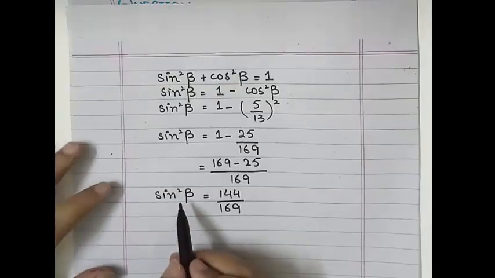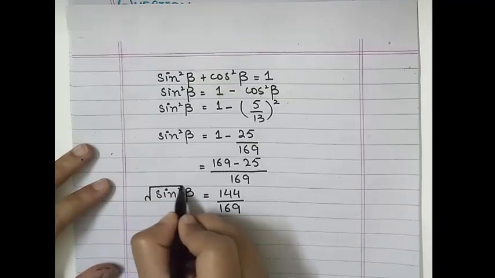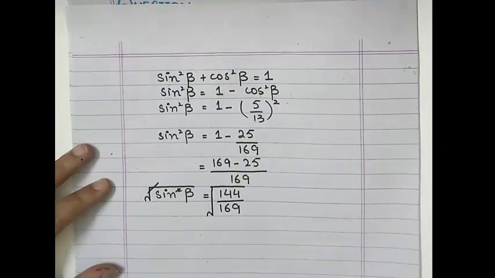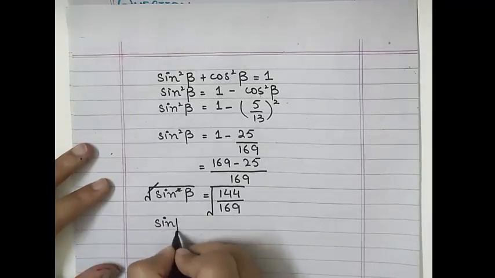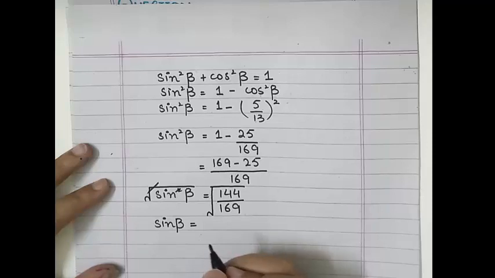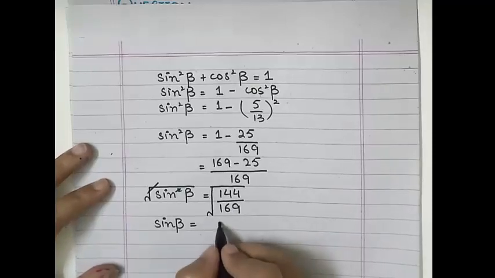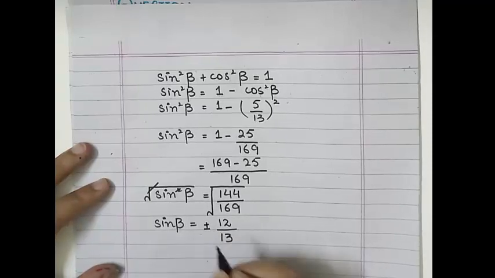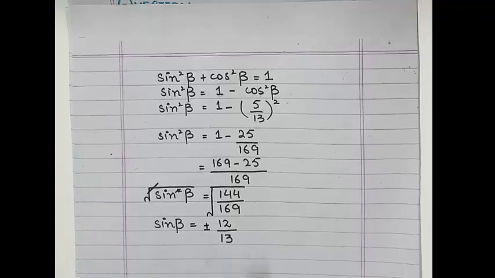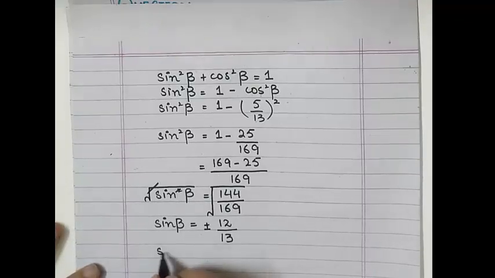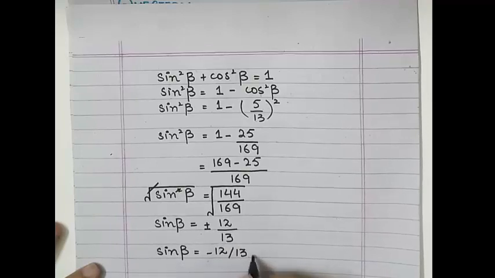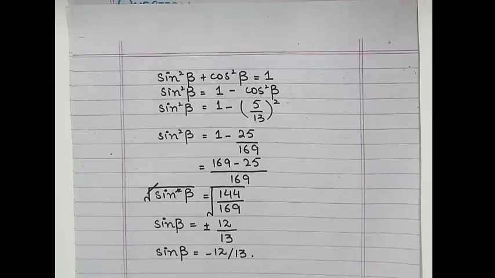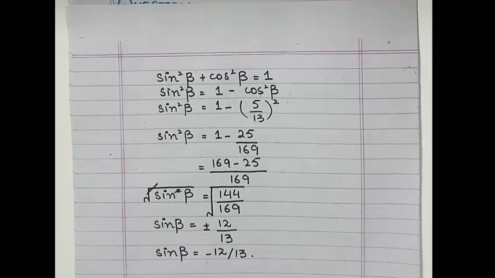Now we want the value for sin beta only. So taking square root on both sides, this will cancel out and we have sin beta, which is equal to, 144 is the square of 12 and 169 is the square of 13, plus minus. Since the terminal arm is in the fourth quadrant where the value of sin is negative, we will write sin beta is equal to minus 12 over 13. So we have found 4 values: sin alpha, sin beta, cos alpha and cos beta.